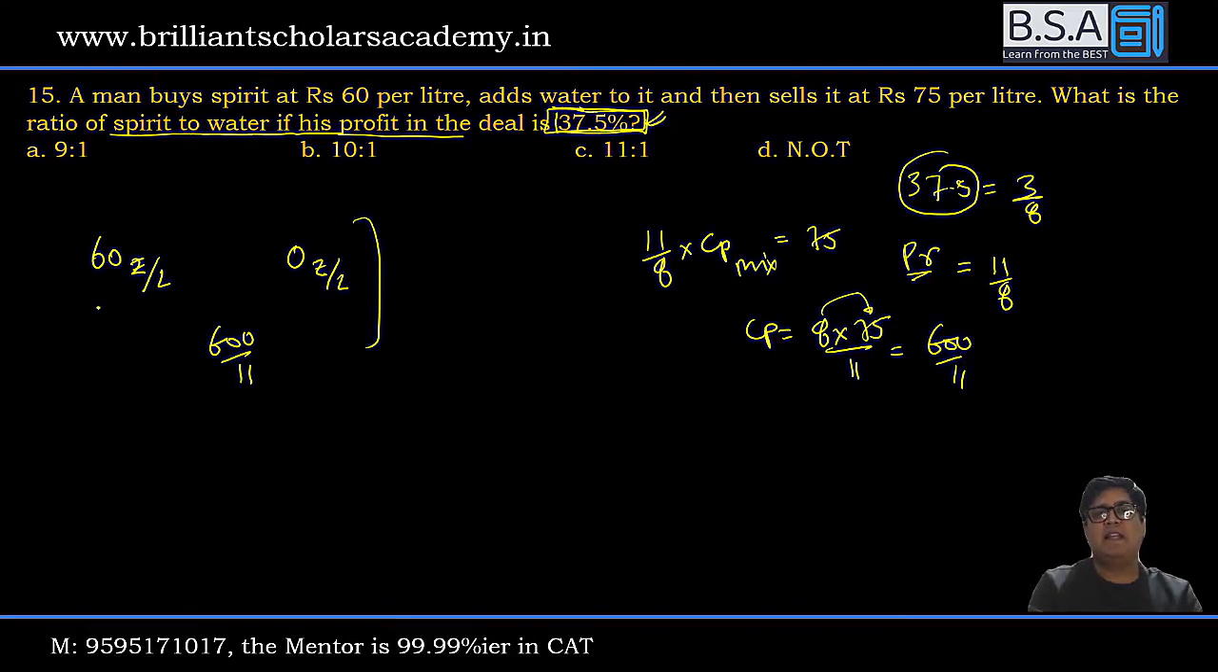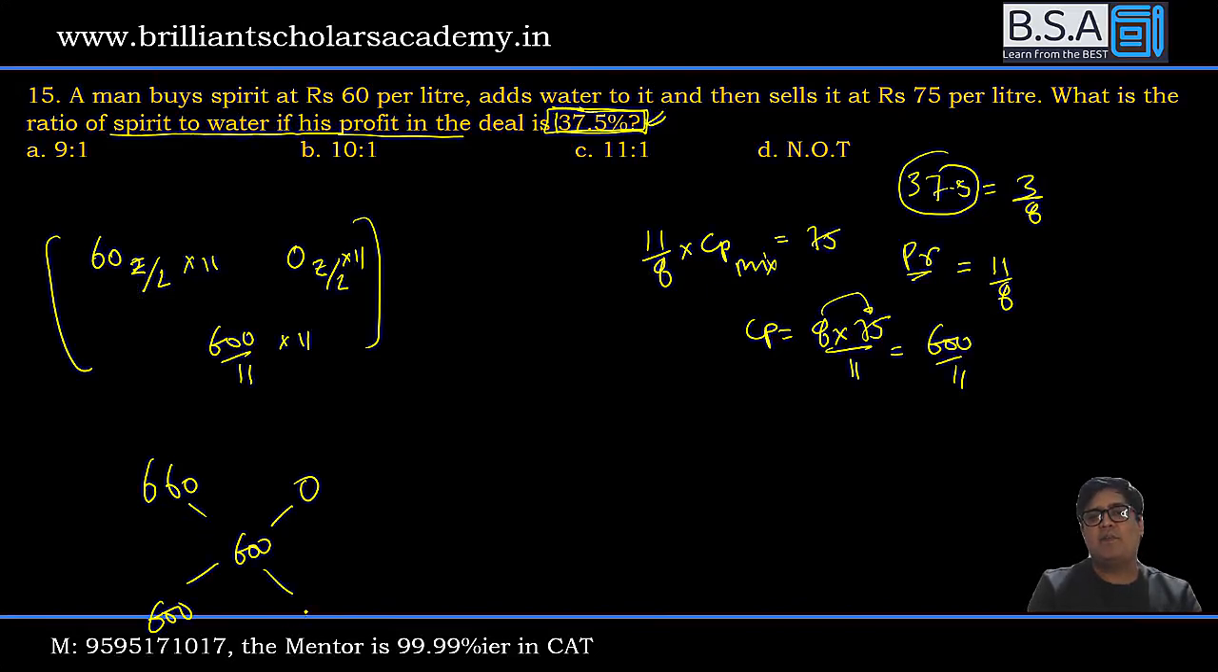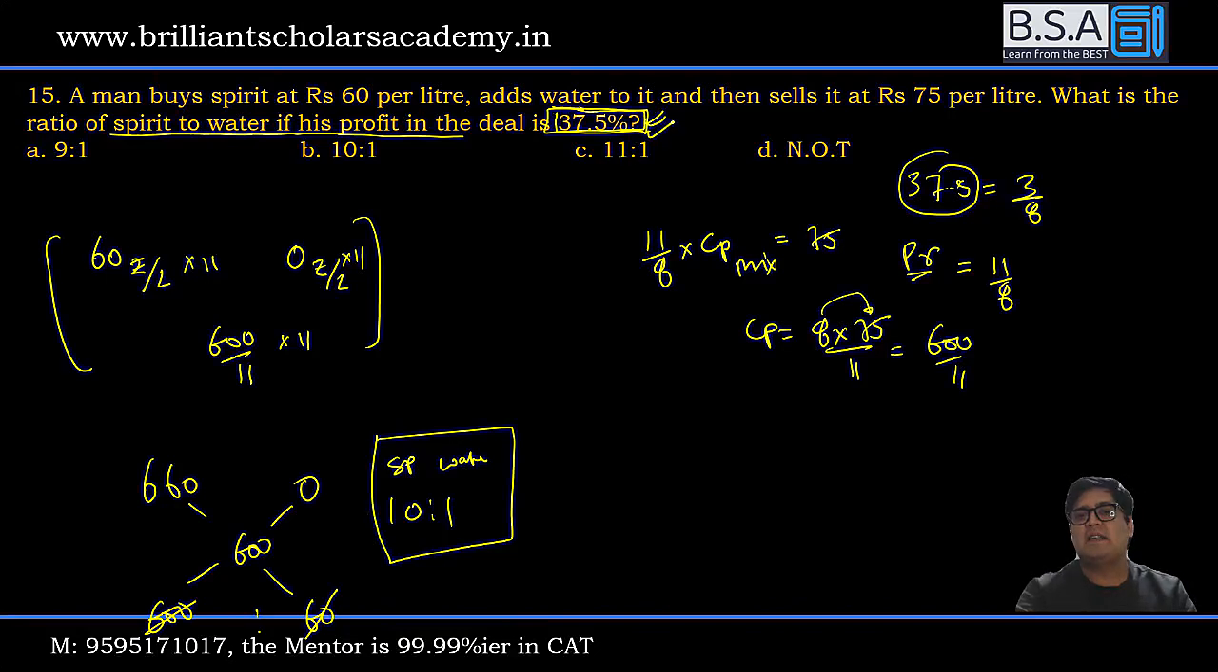Same reasoning, I'll multiply every term with 11. So it becomes 660, 0, and 600. So what is the gap? The gap here is 600. What is the gap? The gap here is 60. What is the ratio? 10:1. So 10 liters of spirit and 1 liter of water will get the job done of earning 37.5% profit at a selling price of 75 rupees.